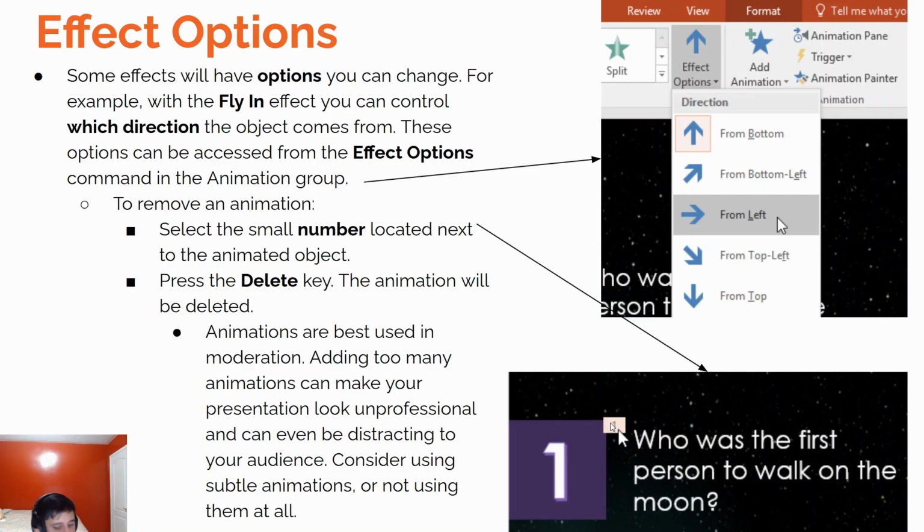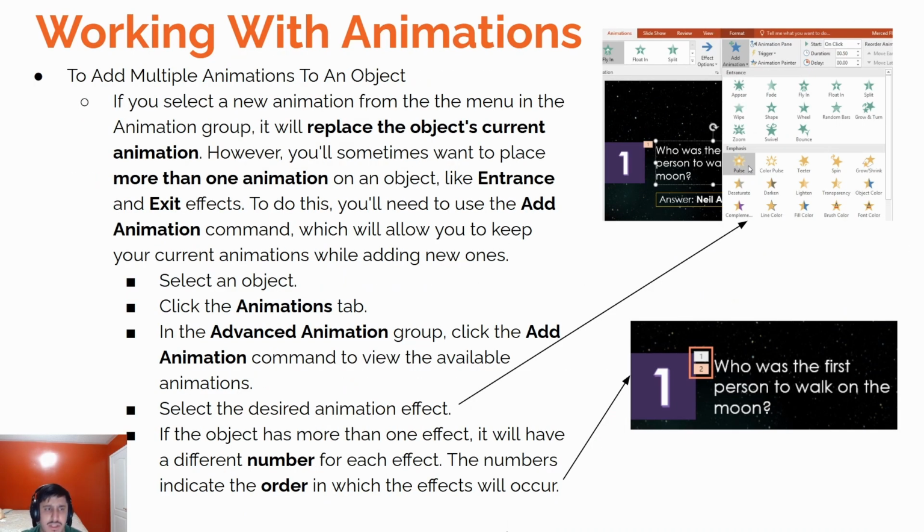And again, what I mentioned is with animations, you want to be cautious when you use them. You don't want to overuse them, right? So you do want to make sure you use them appropriately. You don't want to do too much. In terms of working with animations, if we want to add multiple animations to an object, right? If we select a new animation from the menu in the animation group, it will replace the object's current animation.